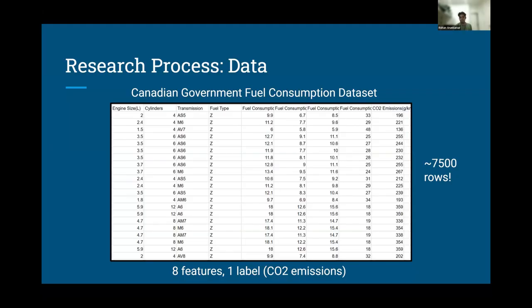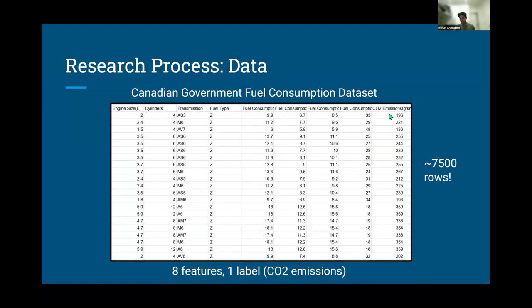There is an open source data set from the Canadian government, and they have exactly what I wanted for this type of project. So we have specific car settings, such as you can see here, the engine size, transmission, fuel type, and fuel consumptions. These are different types of fuel consumption. This is the highway, and this is total. This is city, and this is country. And then these are the features, right? So how does engine size, cylinders, transmission, fuel type, and fuel consumption affect carbon dioxide emissions? These columns are the input, and the last one is the output.